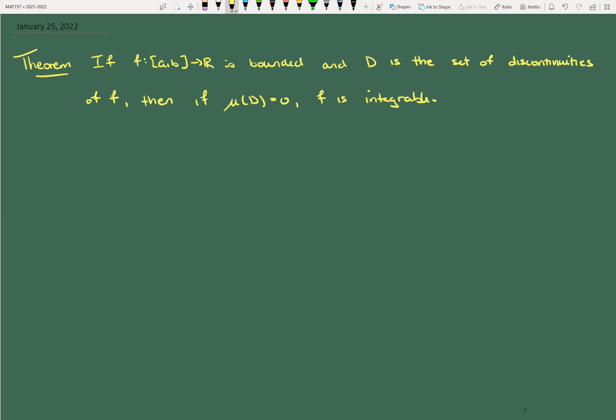But basically, if you take a function and it has measure 0 discontinuities, it's automatically integrable. So we know continuous things are integrable. Now we're saying, okay, well, what about discontinuous things? And the answer is, if its discontinuities have measure 0, you're guaranteed it's integrable. Okay, so that's what we want to do. We want to prove this.